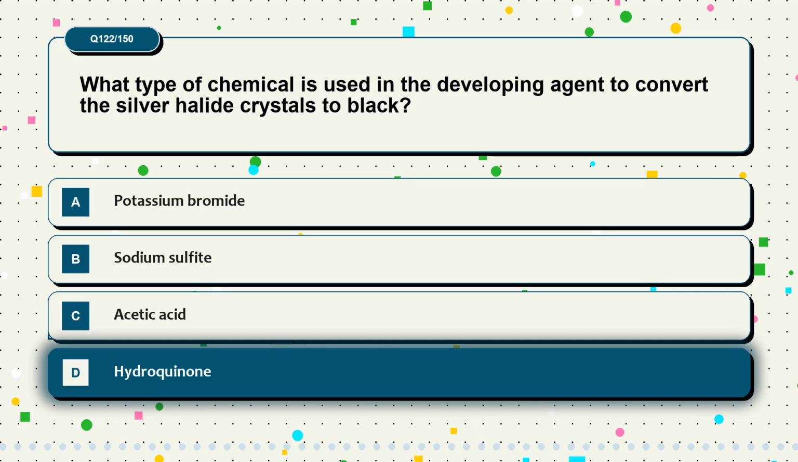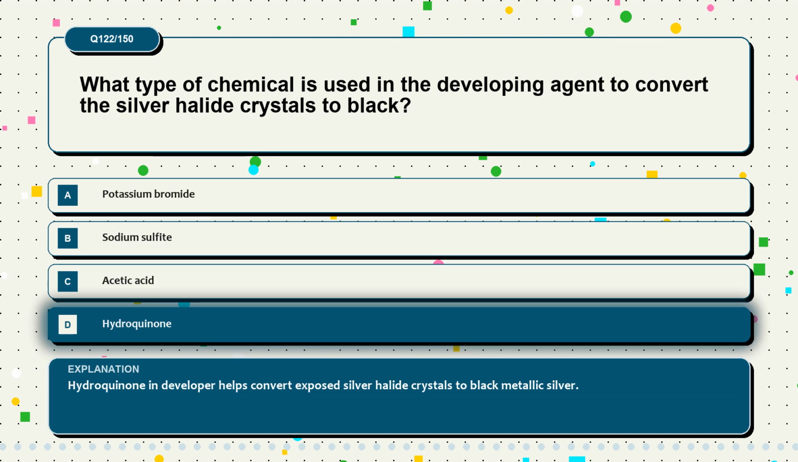The correct answer is option D. Hydroquinone. Hydroquinone in developer helps convert exposed silver halide crystals to black metallic silver.